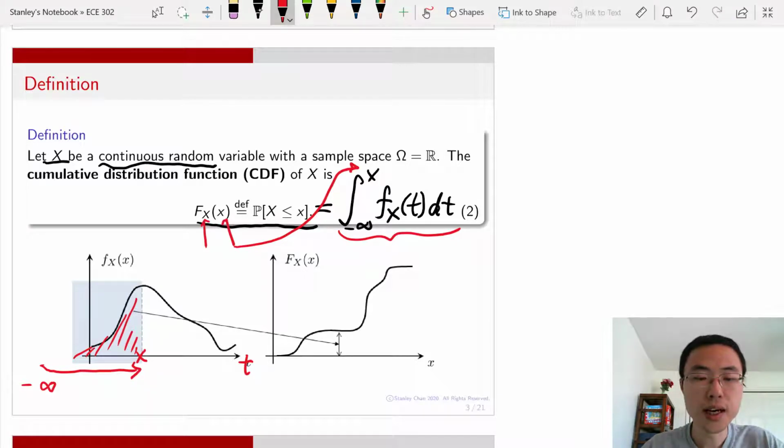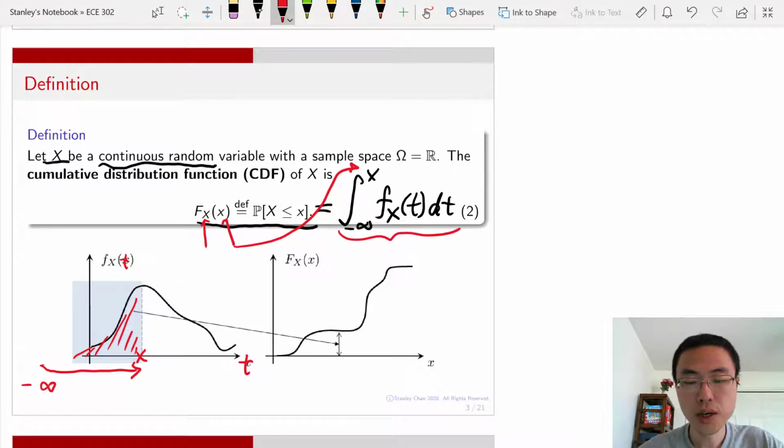And then on the left-hand side, it is a what? It is a function of x, right? Because if I integrate this function f_X(t) from minus infinity to x, then the resulting value would be a function depending on x. Because if I move the x to the left or to the right, then I will have a different value because the area under the curve becomes different. And so it becomes a function of x. And here, I am plotting a function of x.